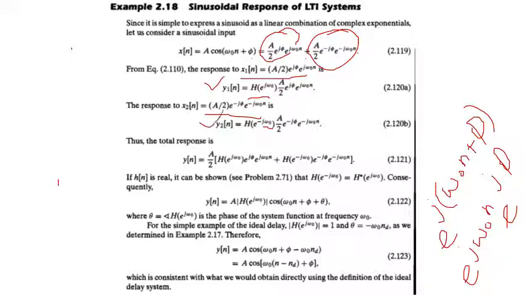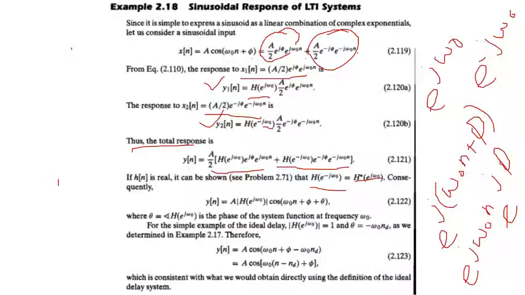This is y1, this is y2. If we add them, we will have the total response. So substituting the value of y1 and the value of y2, we know that these are conjugate of each other. One is e raised power j omega naught, so the conjugate of e raised power j omega naught will be e raised power minus j omega naught. These two are equal, so this will become 2 times e raised power j omega naught. The 2 will be cancelled and we will be left with e raised power j omega naught.